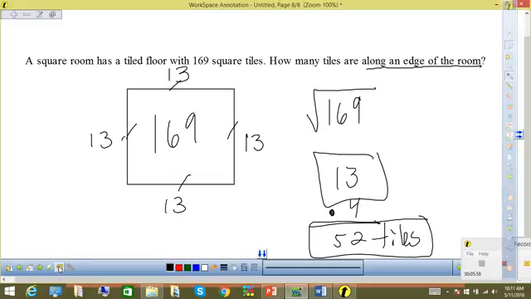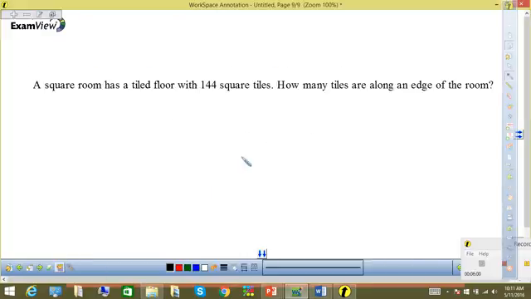Do this one by yourself. There it is. It says, a square room has a tile floor with 144 square tiles. How many tiles are along the edge of the room? Copy that and solve. Go. Okay, what did you get for this one, Gabriel? 48 tiles. Hands up if you agree with that.